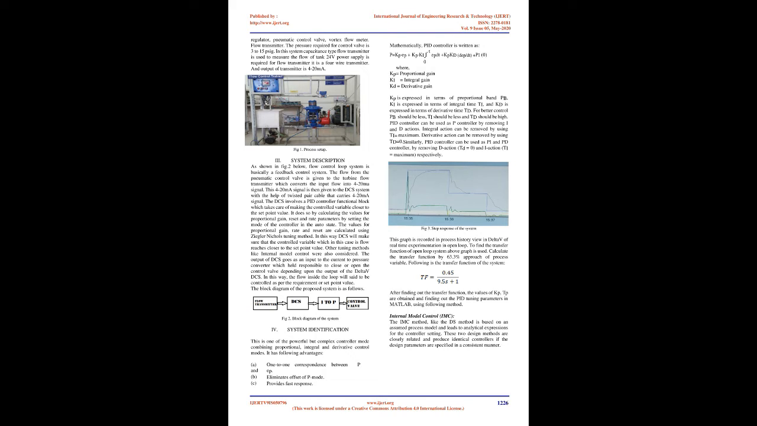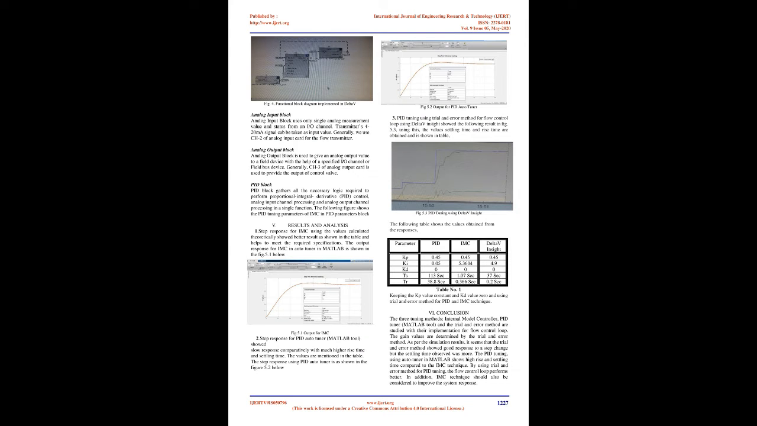The DCS involves a PID controller functional block which takes care of making the controlled variable closer to the set point value. It does so by calculating the values for proportional gain, reset, and rate parameters, by setting the mode of the controller in the auto state. The values for proportional gain, rate, and reset are calculated using the Ziegler Nichols tuning method.